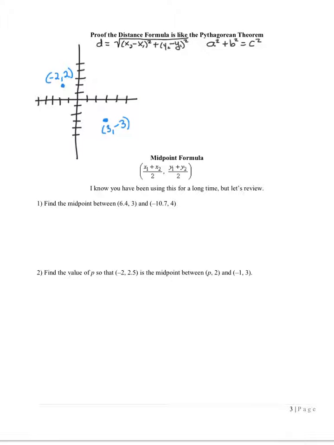In this section, we're going to prove that the distance formula is like the Pythagorean theorem. We're going to use 2 points on a Cartesian plane, and we would like to find out what the length, or the distance, is between those 2 points. So let's look at a diagram.